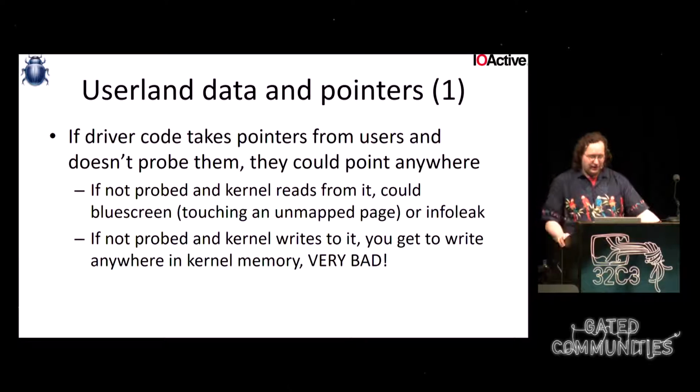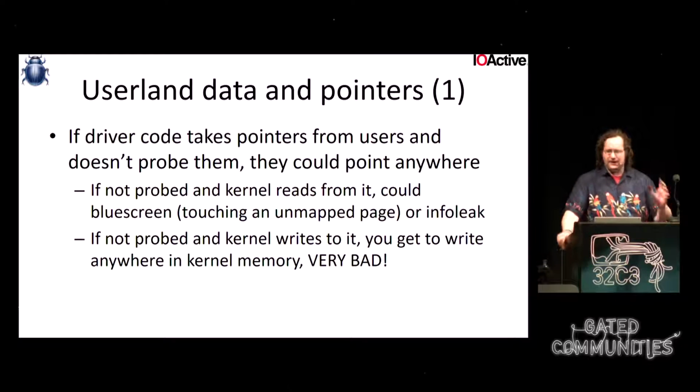So that's bad. But if you get a pointer from userland and you don't probe and you write to it, you basically get a write-anything-anywhere primitive in the kernel, and that is extremely bad. You basically just own the kernel if you're doing that. So to prevent these cases, you do probing and use the ProbeForRead and ProbeForWrite APIs.